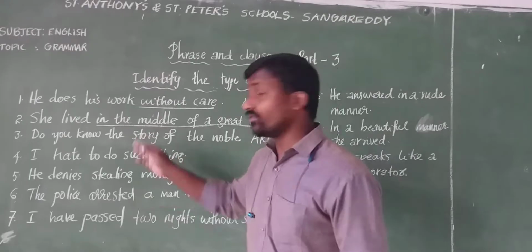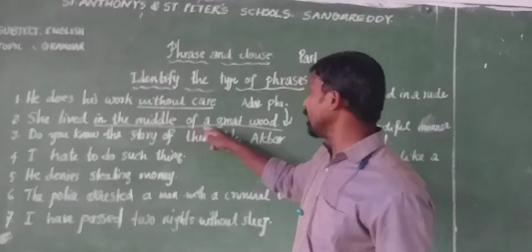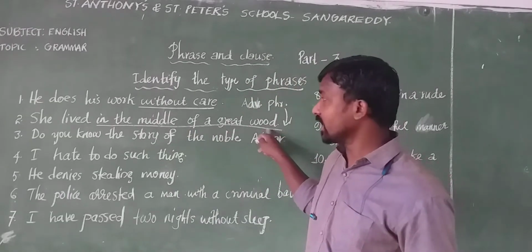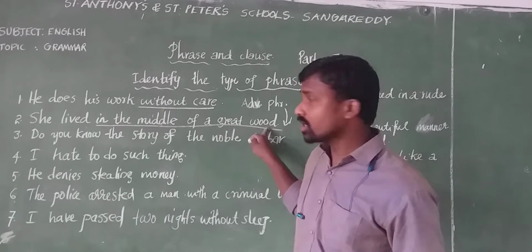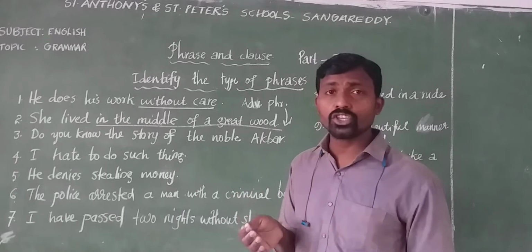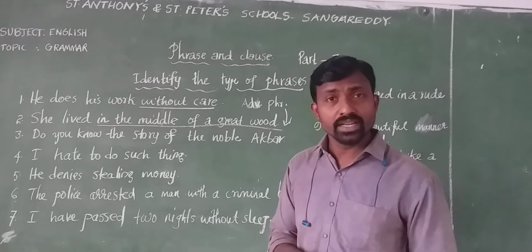So she lived. Where did she live? In the middle of a great wood. What do you mean by wood here? Here it indicates forest. So she lived in the middle of a great wood, or she lives in a big forest. I can say she lives in a forest.